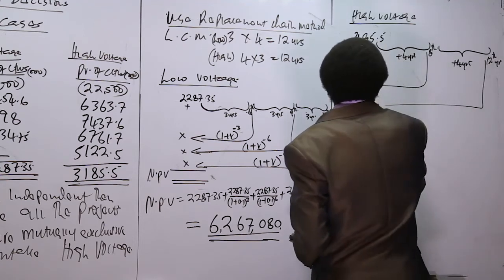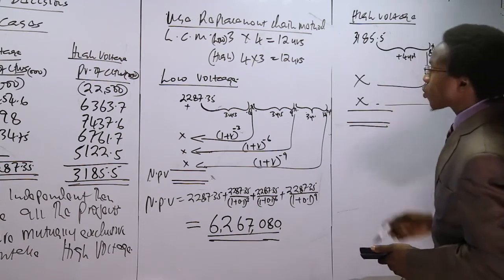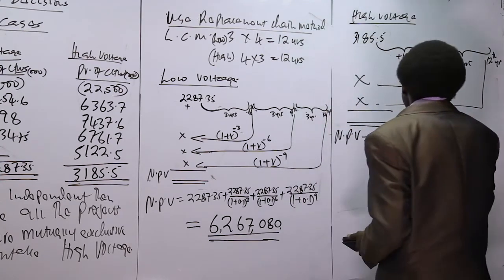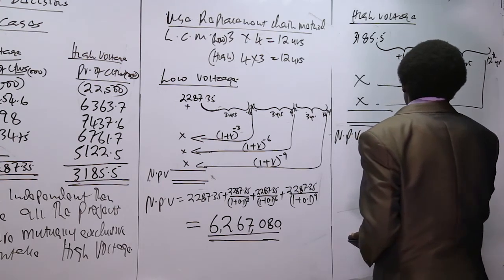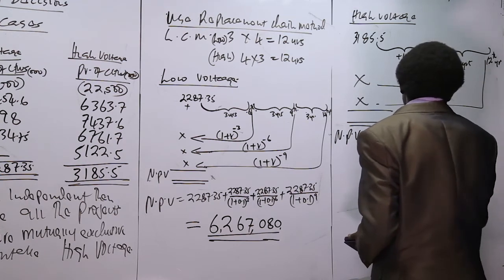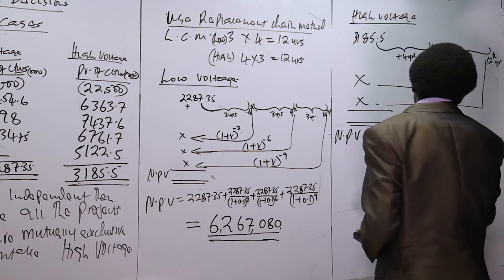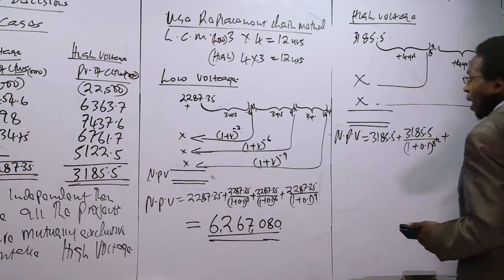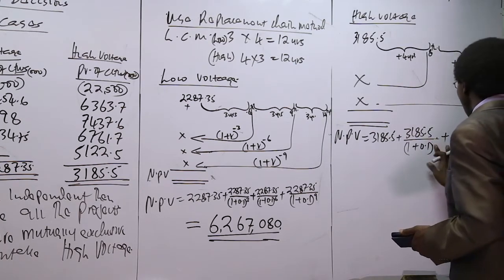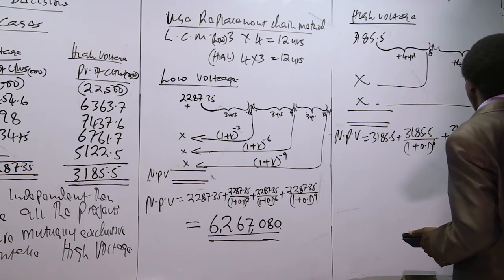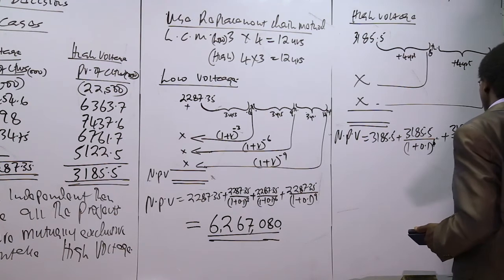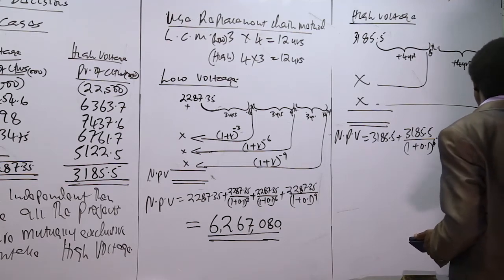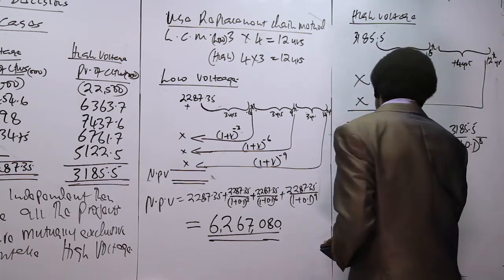So if we are going to rediscount our NPV, then we get the total NPV here. It would be 3185.5 plus 3185.5 rediscounted, 1 plus 0.1 raised to 4. This is the 4th year. Sorry, this is not the 8th year, this is the 4th year. Then we have 3185.5, and we also bring 1 plus 0.1 raised to 8, like that.